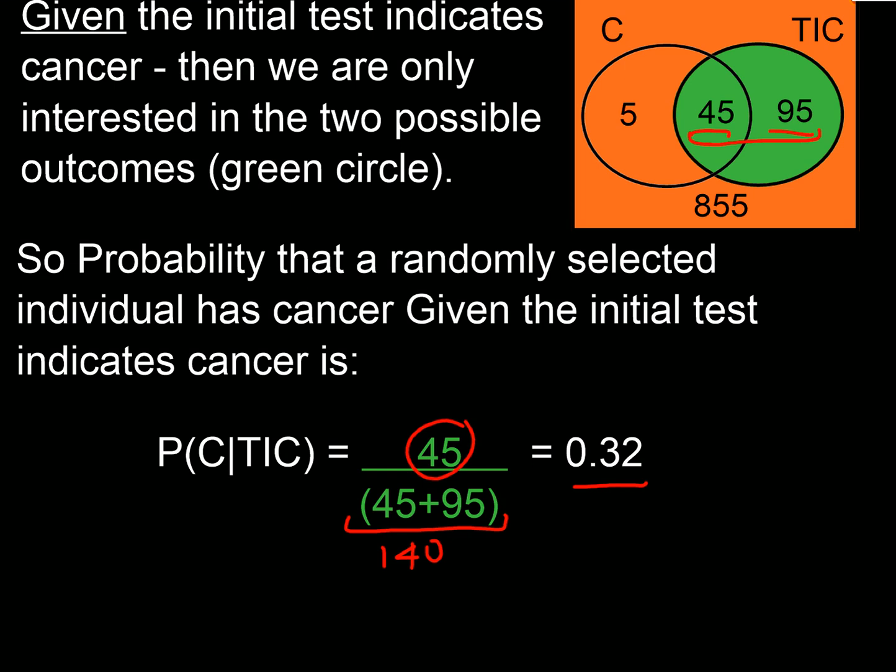So what does that actually mean? Well, it means that if the test indicates you've got cancer, in practice you've only got a 32% chance that you actually do have cancer, because the probability is 0.32. So that means that there's a 68% chance that you don't have cancer, even though the test indicated so.